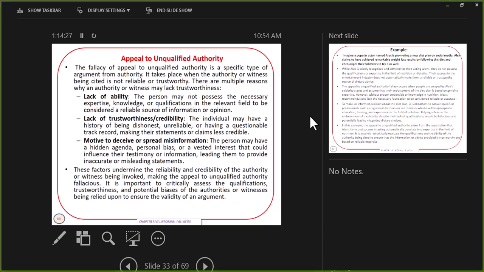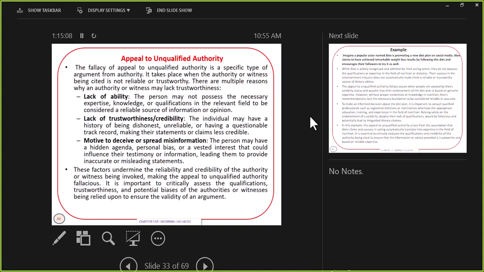The authority must have the required expertise, or the authority must be a person with specialized knowledge of the subject in question. And the authority must have what? Motive or intention, not to deceive others or not to spread misinformation. Right? These three conditions must be considered when taking an argument based on authority to be accepted as a good inductive argument.